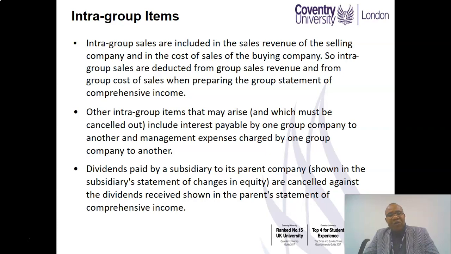A third scenario would be dividends. The subsidiary company may have paid dividend to the parent company. Of course, the parent company will show this dividend as investment income, and the subsidiary company will show the payment of the dividend as movements in equity. Again, this dividend will have to be cancelled out when we prepare consolidated statement of comprehensive income.